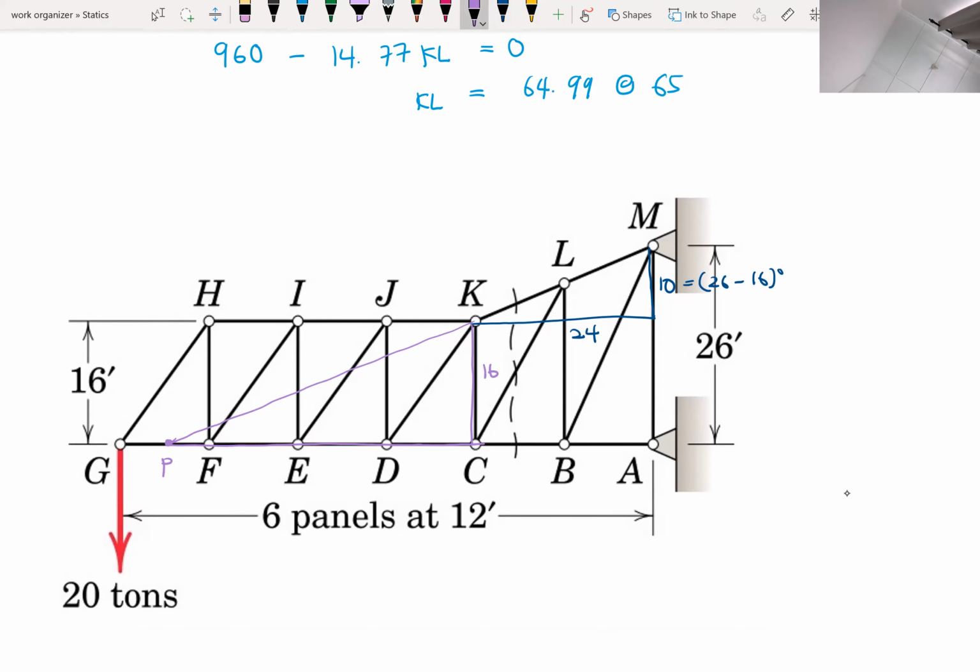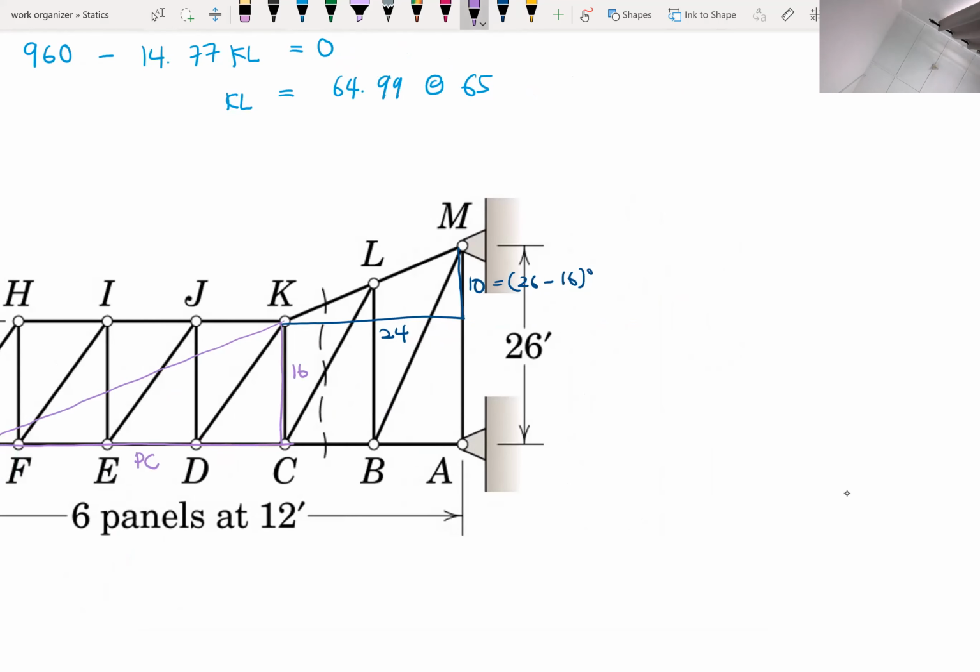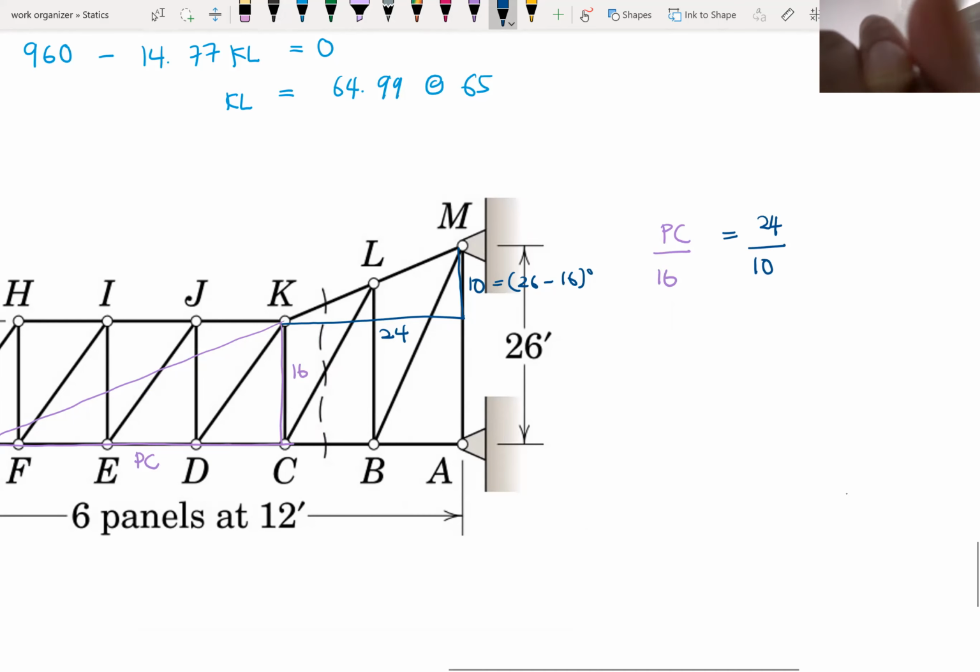So what we don't know is this distance. We name it as PC. So here we have PC, we don't know. It is equivalent to 24, and then the vertical distance is 16, is equivalent to 10. So now we calculate, we get PC equal to 38.4.